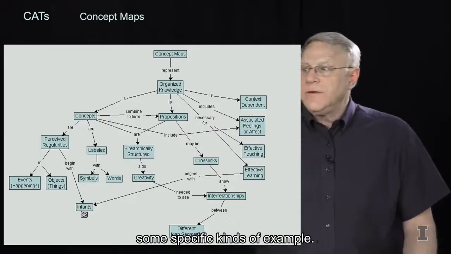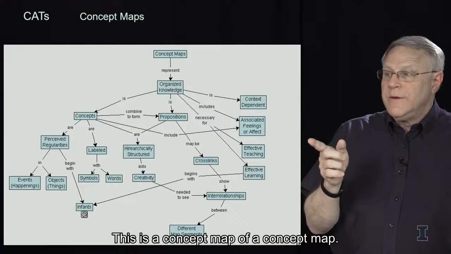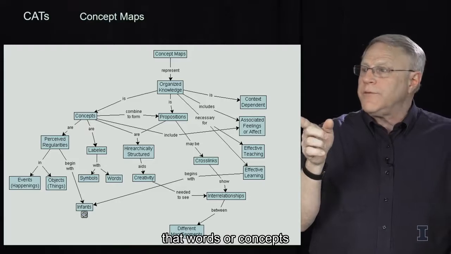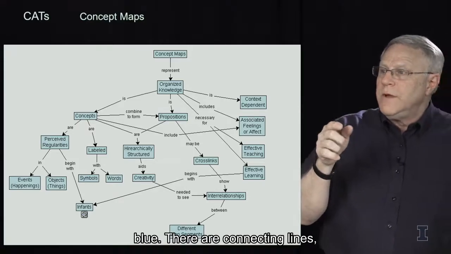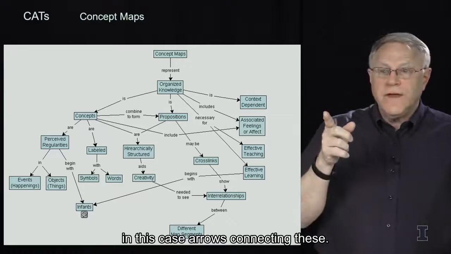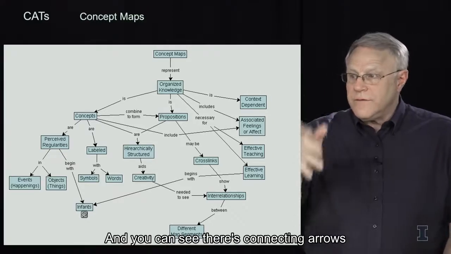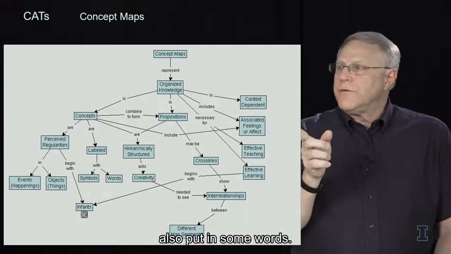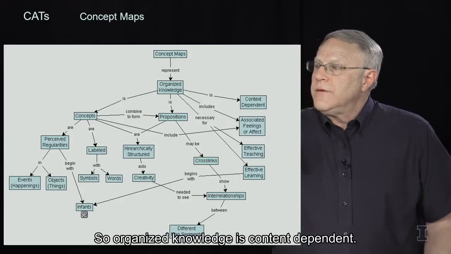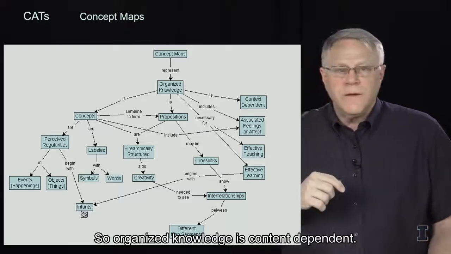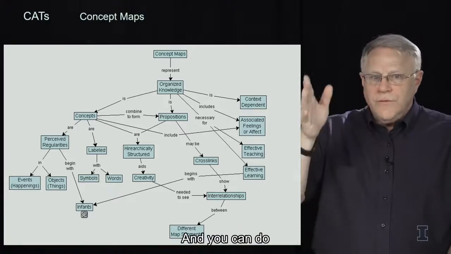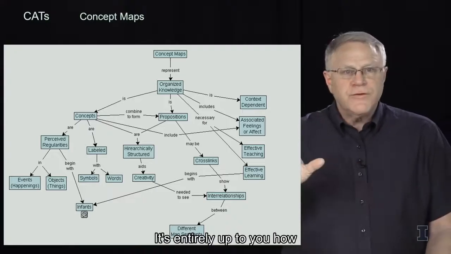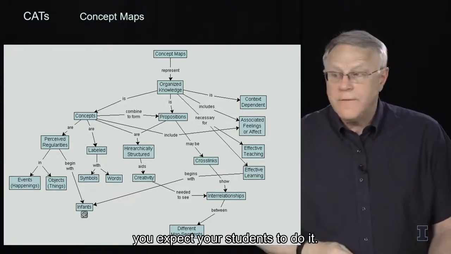So I'm going to give you some specific kinds of examples. This is a concept map of a concept map. And it's not important to read all the details here. What's important is to recognize that words or concepts are embedded in the blocks in blue. They're connecting lines, in this case arrows, connecting these. And you can see there's connecting arrows going all over the place. And in this case, they've also put in some words. So organized knowledge is content dependent. And you can do that, either just straight arrows, connecting lines, add some words like that. It's entirely up to you how you expect your students to do it.